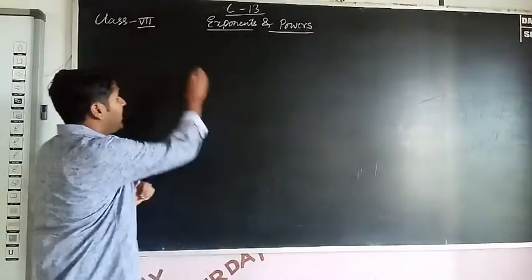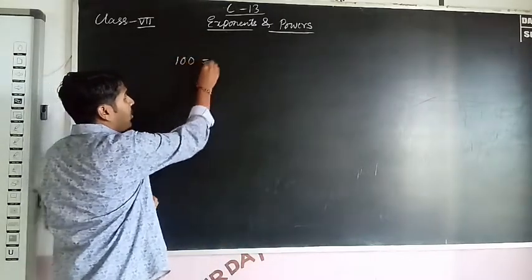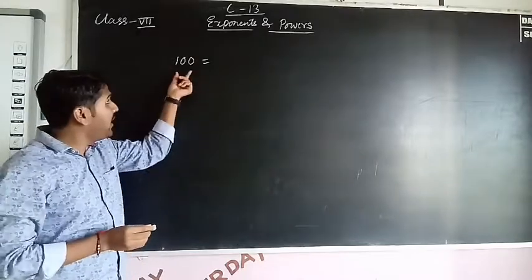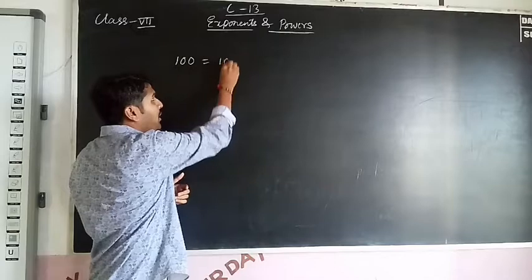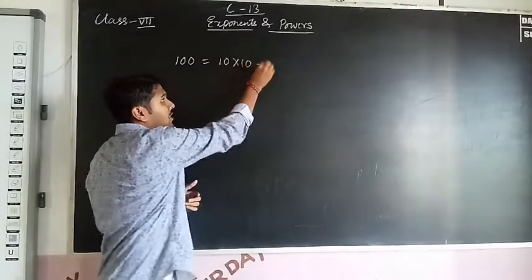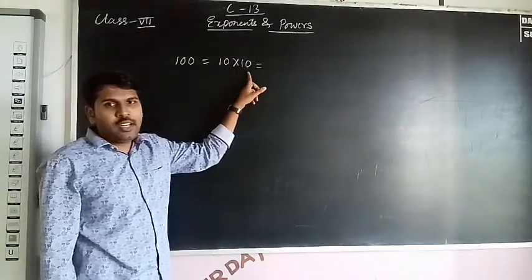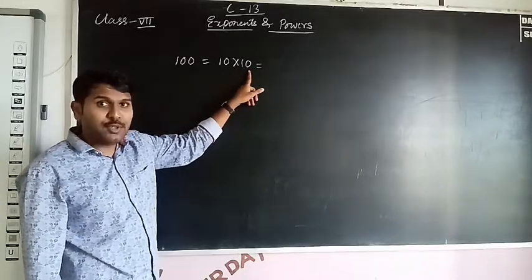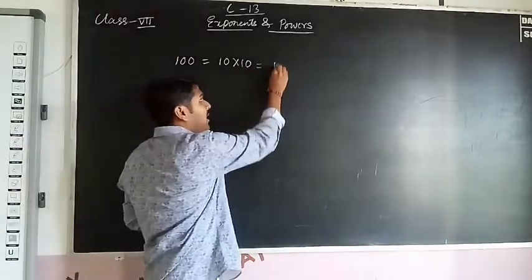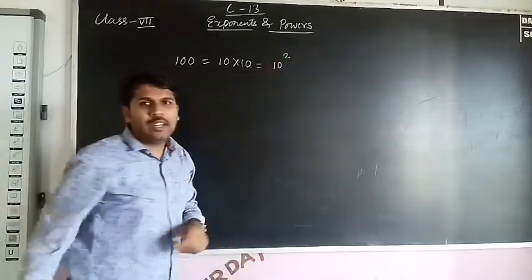First see here, 100 is there. How can we write 100 in the shortest form? We can write 100 as 10 into 10, isn't it? Here 10 appears 2 times. So how can we write it? 10 raised to 2.